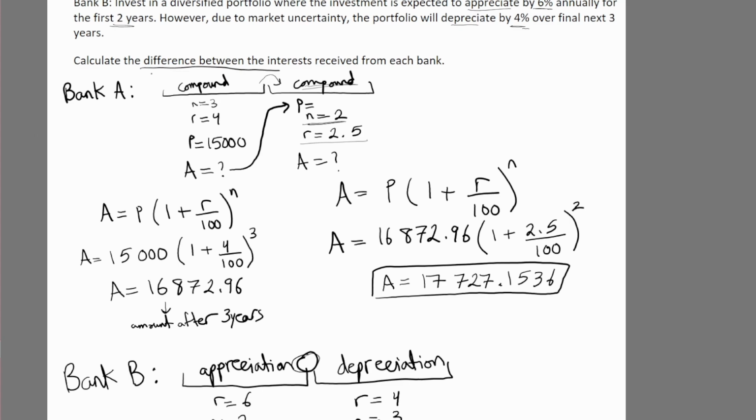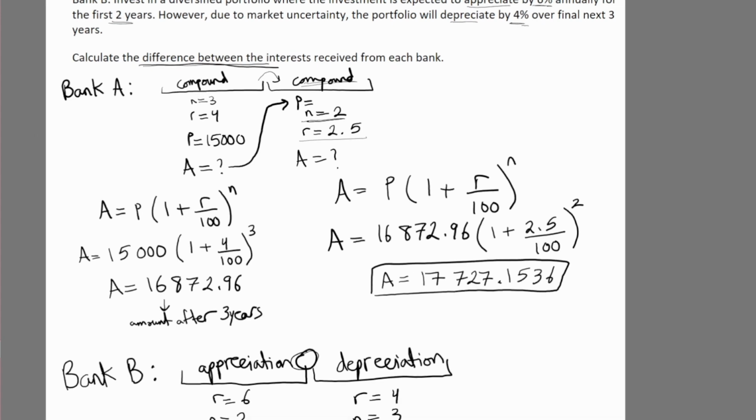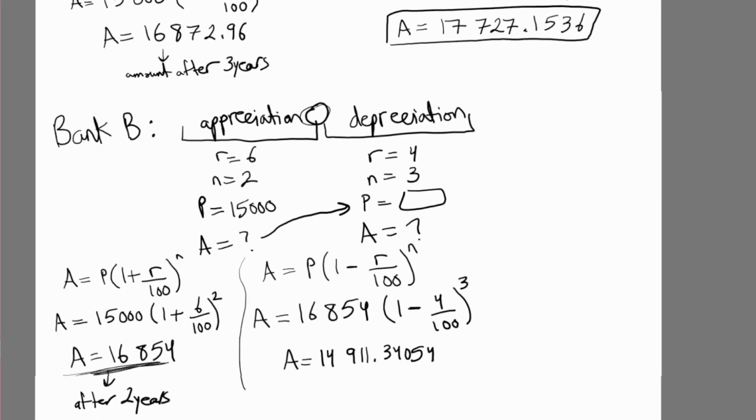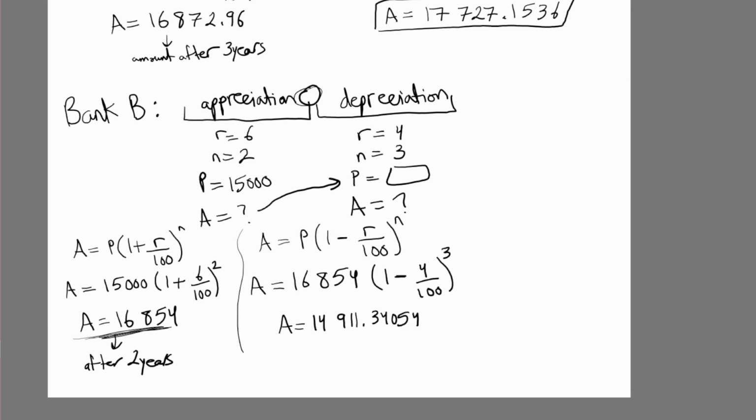Okay, so you can tell that investing in Bank A will be better for you. But that's not what the question is asking. We're just being asked to calculate the difference between the interest received from each bank. So to find that, we can just go ahead and subtract those two numbers. So the difference will be 17,727.1536 minus 14,911.34054. And I'm gonna go ahead and plug these numbers on the calculator.